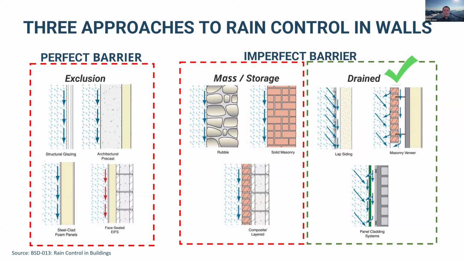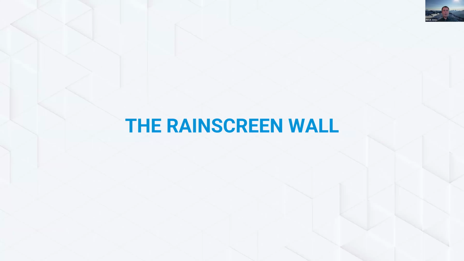And then finally, we get into the drainage systems, right? These are the rain screens. So this could be siding with a cavity behind it. All sorts of different ways you can do that. And that's what we're going to focus mostly on here. So this is the rain screen wall.